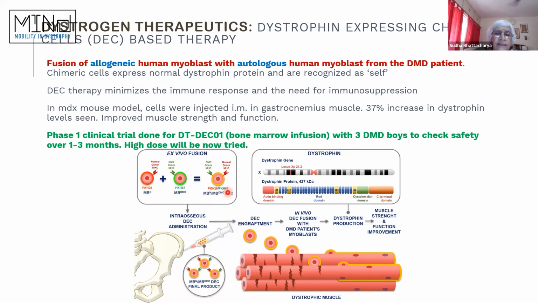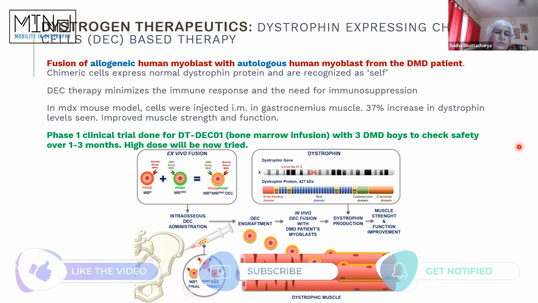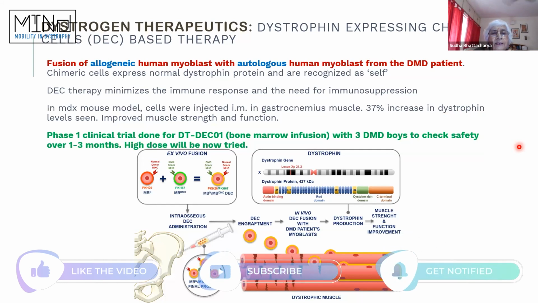Now this cell will make normal dystrophin from the normal myoblast, and it will also have the signature of the cell from the patient, because this cell will appear to your body as your own cell, because the patient marker is also there on the cell. So with this therapy, the advantage is that you can make dystrophin at a normal level, and at the same time, immune rejection will not be there. A phase 1 clinical trial has been done with 3 boys to check the safety of this, and it is going to be tested in more boys, but it looks quite promising, because here you're overcoming immune rejection by making a fusion cell, a chimeric cell.